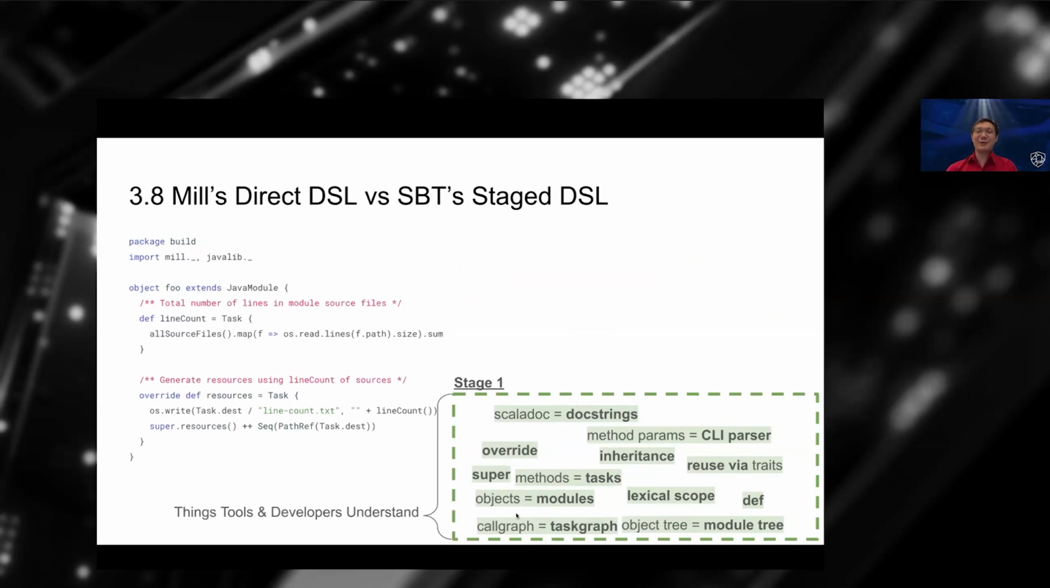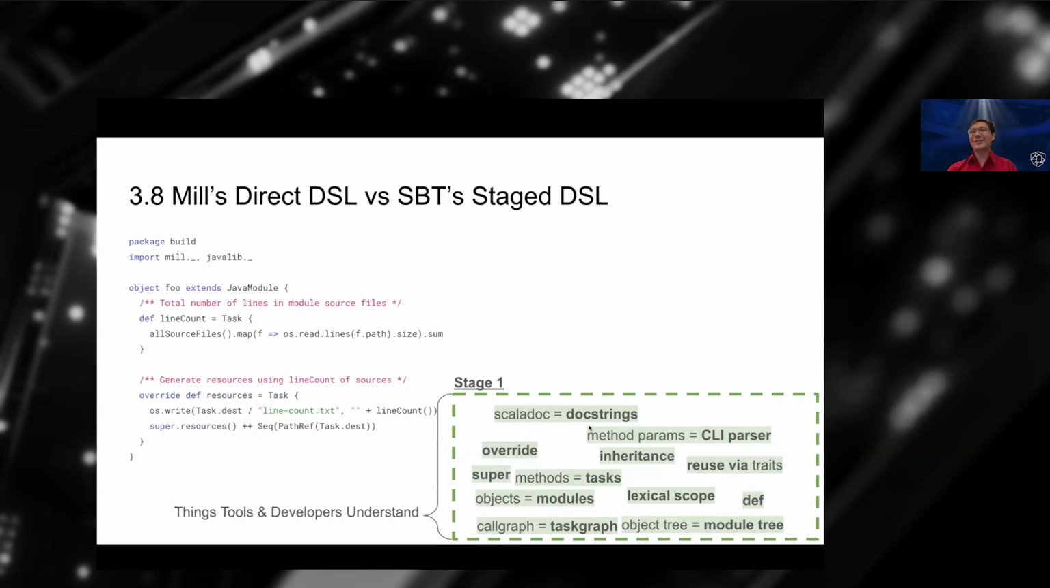But the benefit now is that once it's all in stage one, it's stuff that IntelliJ, VS Code, and your day-to-day Scala developers know about. Your new grad who took Coursera Scala knows how override works. Your Java developer fresh out of school knows how super works. It works the same as in Java. Your tasks are just methods. Your call graph is your task graph. Your objects are just modules. You all know how reuse via traits works, stackable traits, abstract methods. All that's exactly the same.